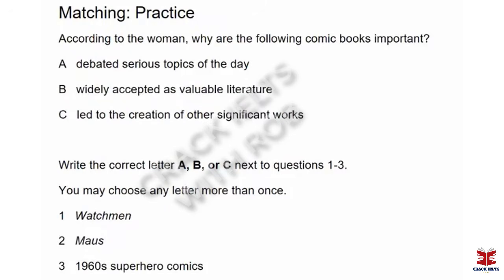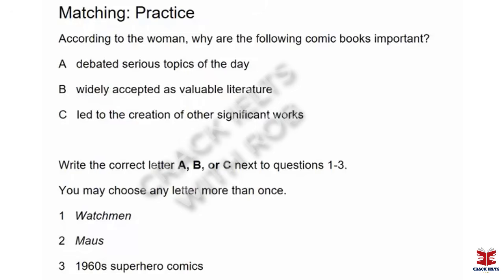Okay, so here we've got a set of matching questions. Let's take a look at this, and then in a moment I'm going to play the recording so you can try to answer it for yourself. Okay, so we have in the question, according to the woman, why are the following comic books important? All right, so definitely underline the word important and comic books, okay? And this is according to the woman. Possibly that might make a difference.